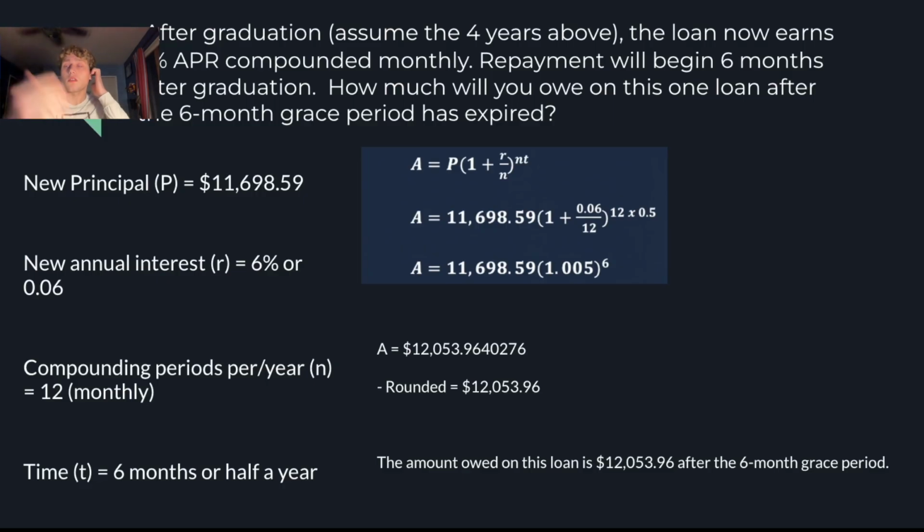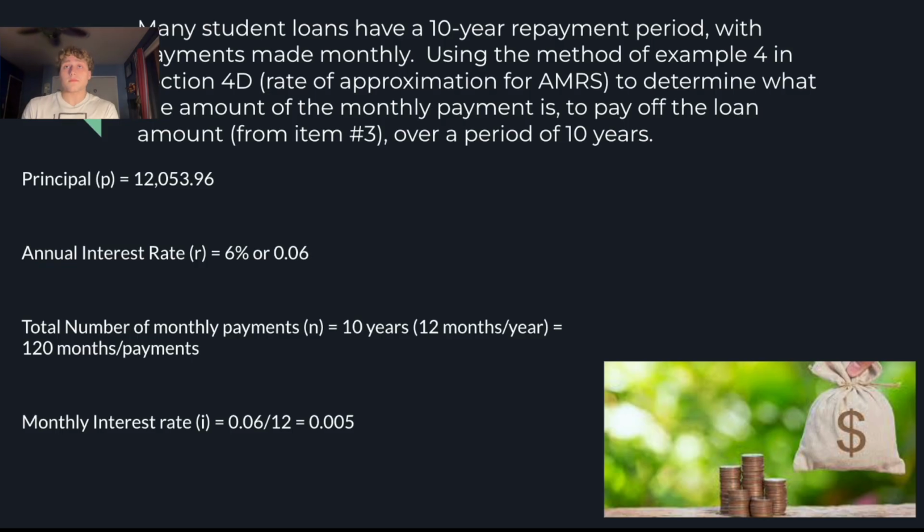And here we go. Here's one of the screenshots from my document. There's the formula, there's my work, and then you get the answer of $12,053.96. This is the amount owed on the loan after the 6 month grace period. And moving on to the next question.